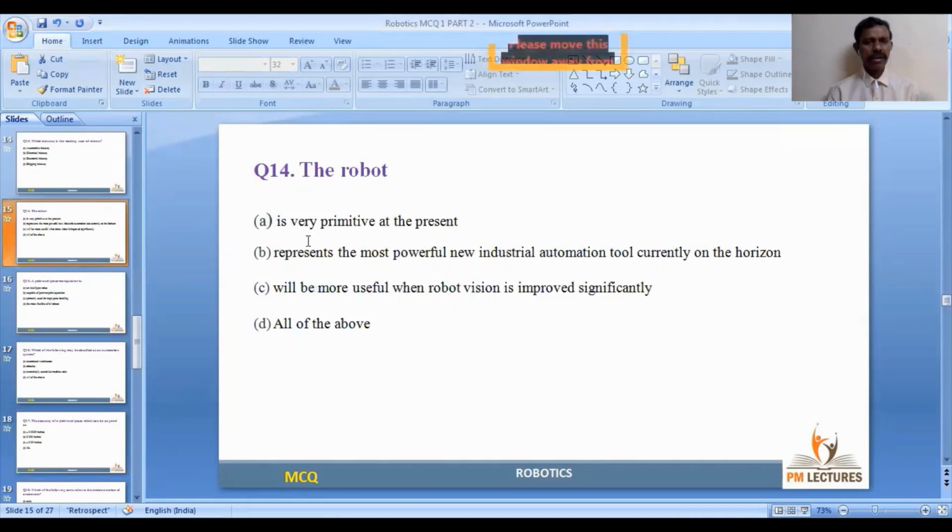The robot is very primitive at the present. Option A. Option B represents the most powerful new industrial automation tool currently on the horizon. Option C will be more useful when robot vision is improved significantly. Option D, all of the above. So the correct answer is option D, all of the above. All the statements A, B, C are related to robots. Hence, for 14D, option D is the correct answer.